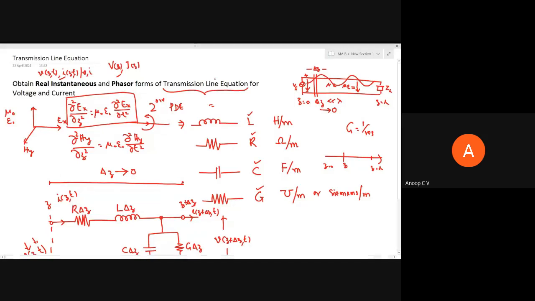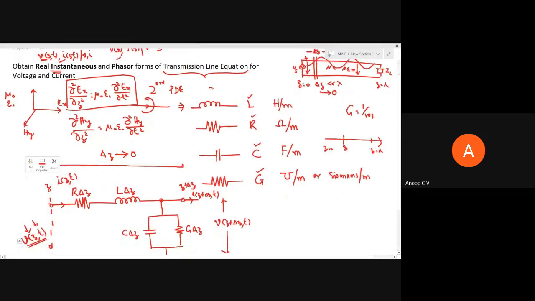So we'll have two transmission line equations, one for V and one for current I. When I say real instantaneous, I'll obtain partial differential equations of V of z comma t and I of z comma t. In phasor form, it will be a function of V of z and I of z, or simply capital V and capital I. So this is what we are going to do next. For that, you should be comfortable with this equivalent representation of the transmission line.